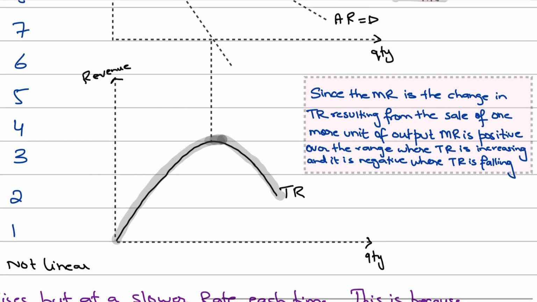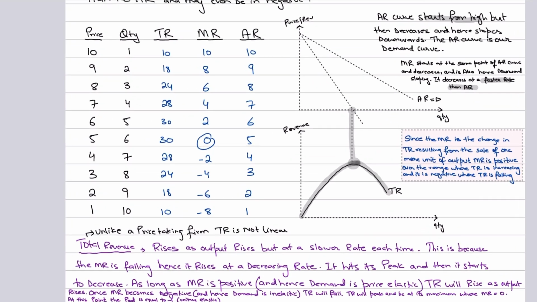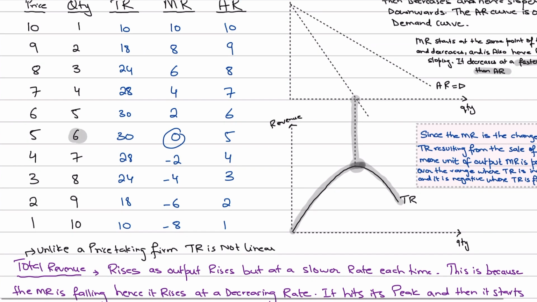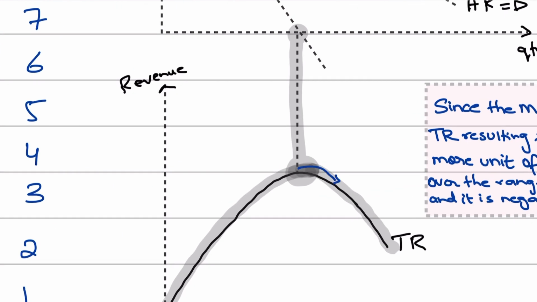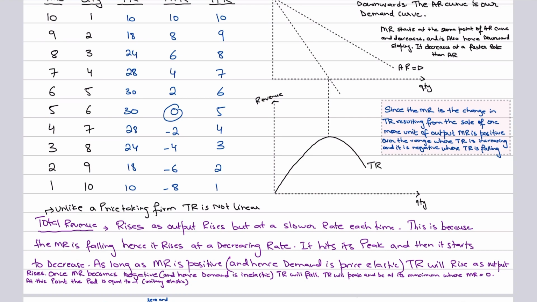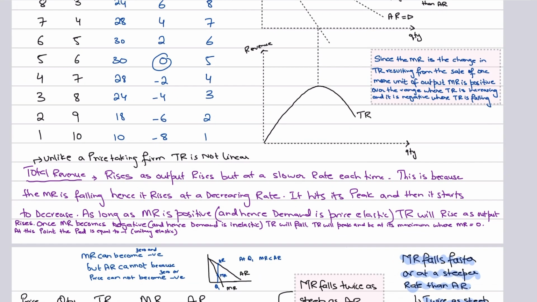So your total revenue will hit its peak when your marginal revenue is 0, right? At 6 units, let's say, when you're selling 6 units, the total revenue is maximum at 30. And then after 6 units, when you end up selling, let's say, 7 units, your total revenue falls to 28. So there's a decline from this point. So your total revenue is maximum and your marginal revenue is 0. All right, so that's how you draw your total revenue curve.